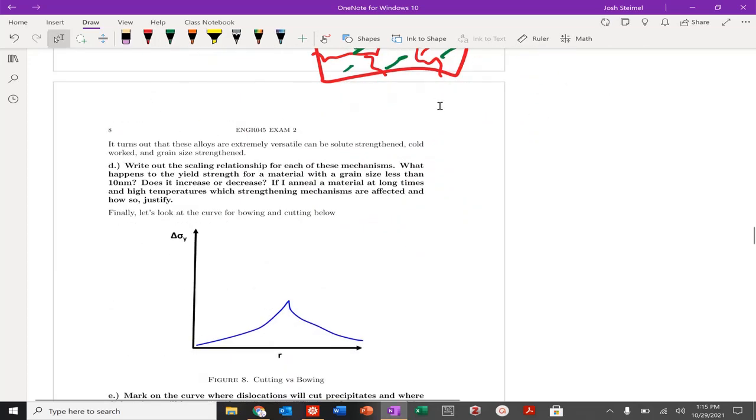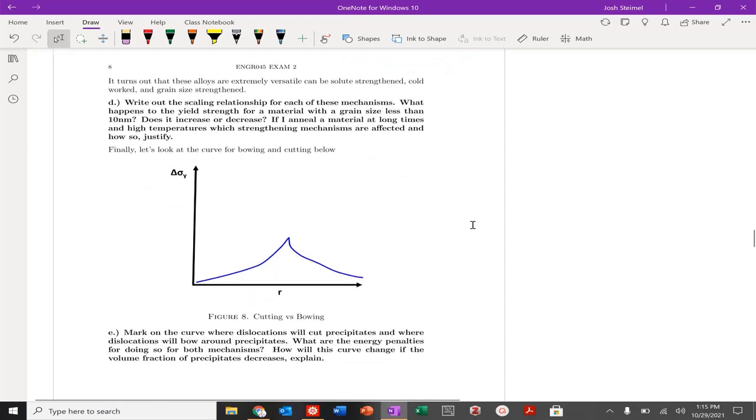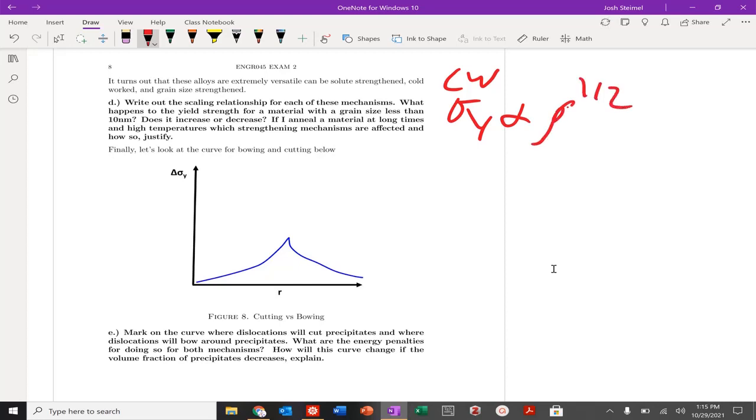Okay, turns out these alloys are extremely versatile. They can be solute strengthened, cold worked, grain size strengthened. Write out the scaling relationships for each of these mechanisms. So for my cold worked, I know that my sigma y scales as my dislocation density to the 1/2. For my solute strengthened, my sigma y scales as the concentration of the solute to the 1/2.